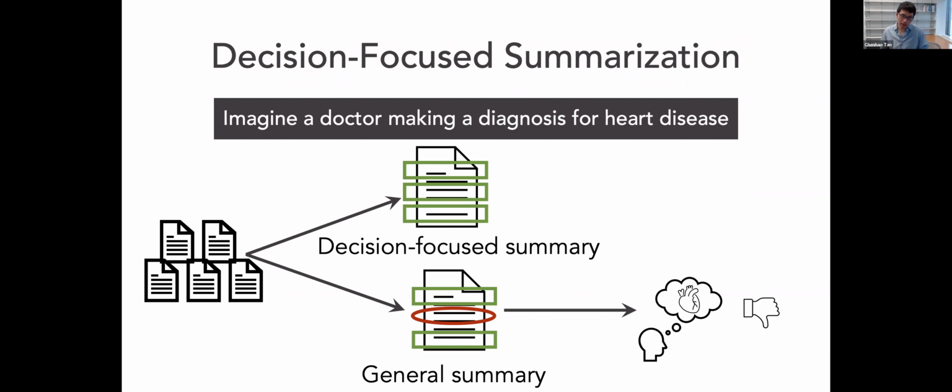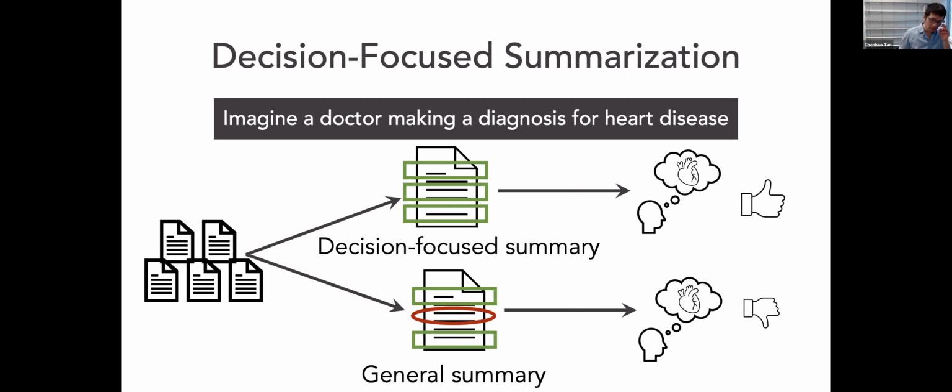What we are proposing is that we need to generate summaries that are decision focused, so that all the text is relevant to the final decision. As a result, humans can make better decisions given these decision-focused summaries. This part of the talk will be about how we can generate this kind of decision-focused summary and what is required to generate them.